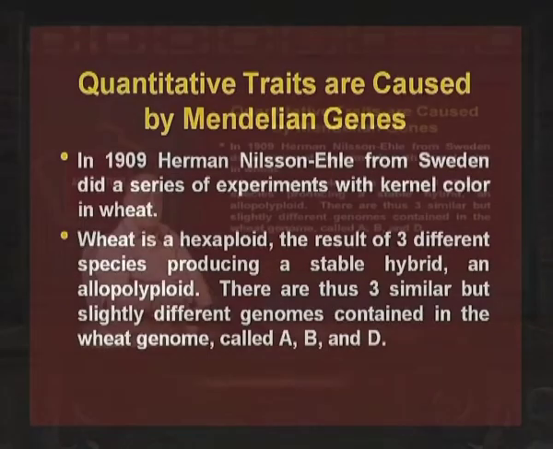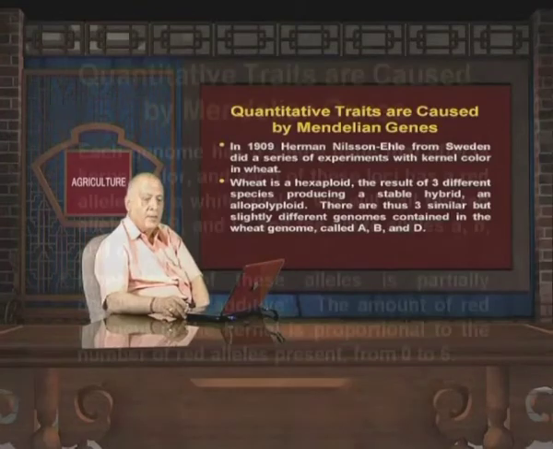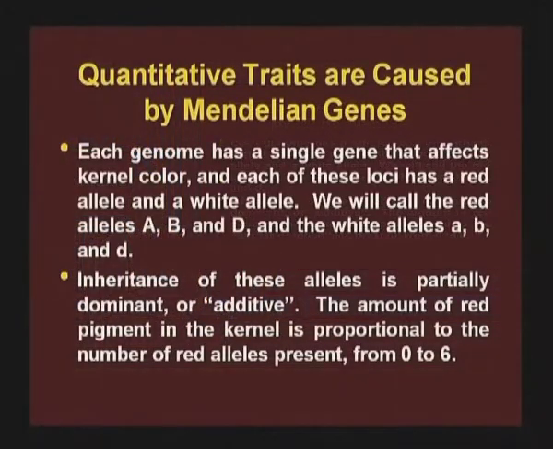Let us recognize here the chromosome theory, that organisms are made of a certain set of chromosomes or genome. The bread wheat, which is the most common staple food of today, is basically a hexaploid which has three sets of genomes from different parents. They are A, B and D. The quantitative traits are caused by Mendelian genes.